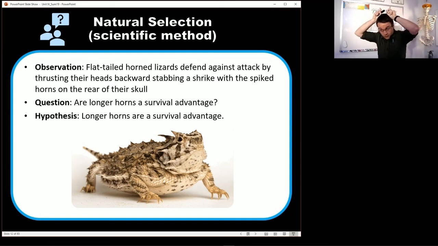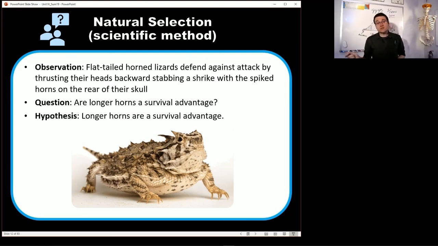Because with longhorns, if you thrust your head backward, you can impale into the bird deeper. That's going to hurt it more. That's going to be more of a deterrent against being eaten or anything like that. And you're going to have a little bit more range, so probably longhorns would be a survival advantage. But that hypothesis makes certain predictions.